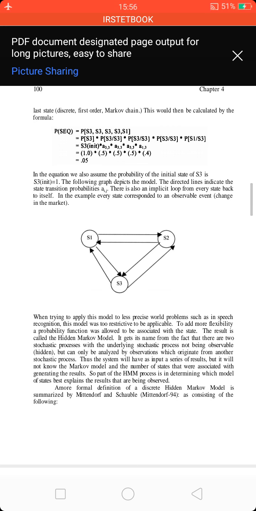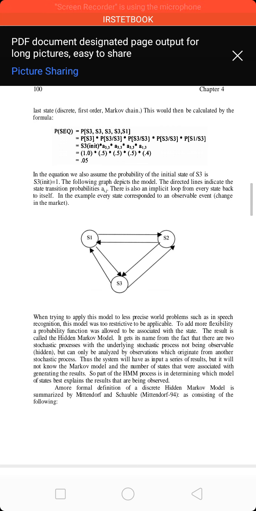It gets its name from the fact that there are two statistical processes, with an underlying statistical process that is hidden but can only be analyzed through observations which originate from another, more sophisticated process.